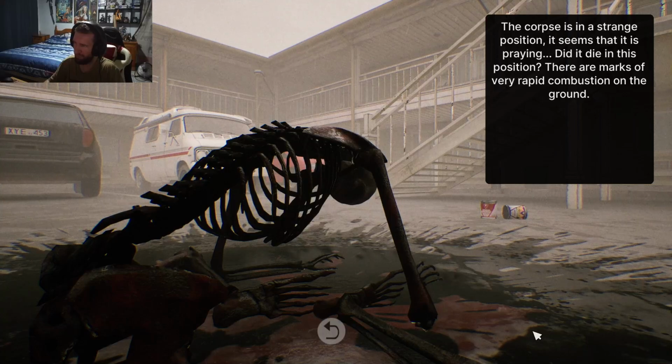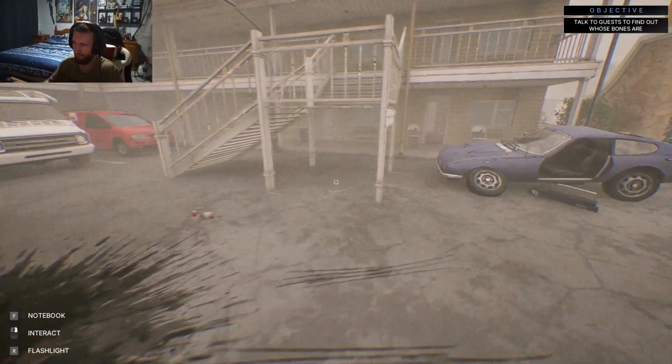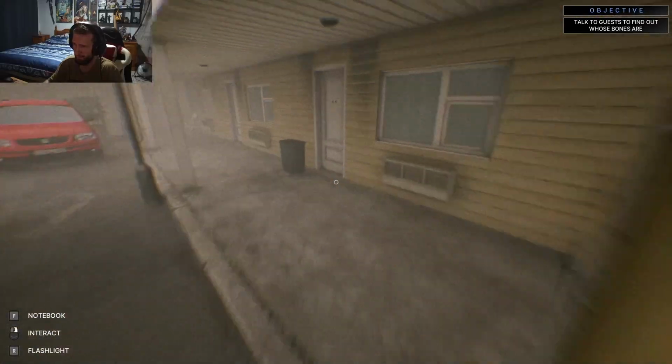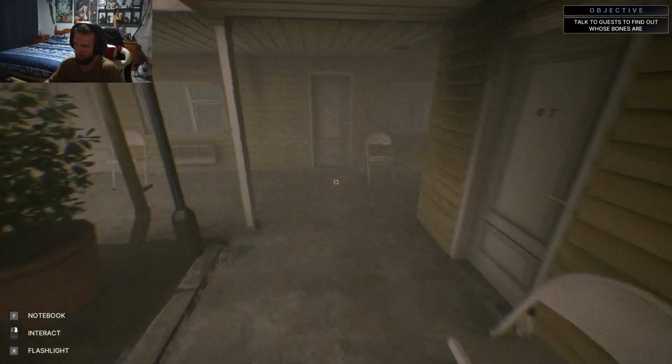The corpse is in a strange position. It seems that it's prey. Did it die in this position? There are marks of rapid combustion on the ground. Hope we get to find out whose bones they are. Oh boy. Obvious.